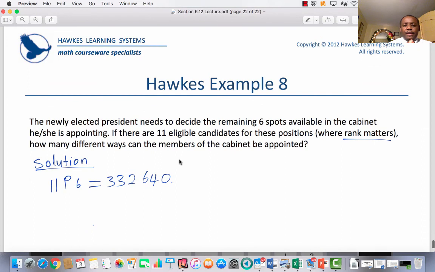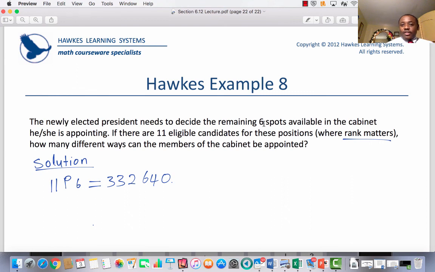And lastly, number 8. The newly elected president needs to decide the remaining 6 spots available in the cabinet that he or she is appointing. There are 11 eligible candidates for these positions. How many spots does she want to fill? 6 spots. How many candidates does she have? 11 candidates. So there are 11 candidates, and she's going to be selecting 6 of them to occupy these 6 spots.